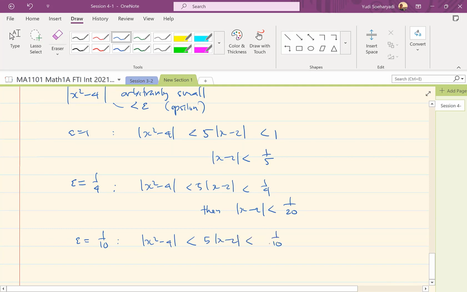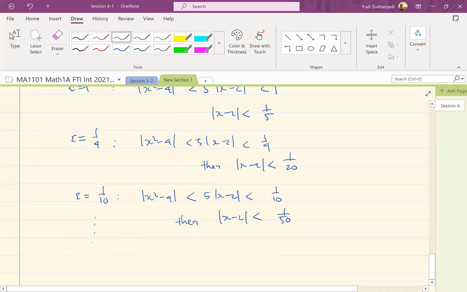Less than 1/10. So x minus 2 should be less than, let's see, 1/15. Okay, so you can take any other. So what about arbitrary epsilon? Can we work with the symbols now? All right, so let's do this one. So in general, arbitrary epsilon positive.